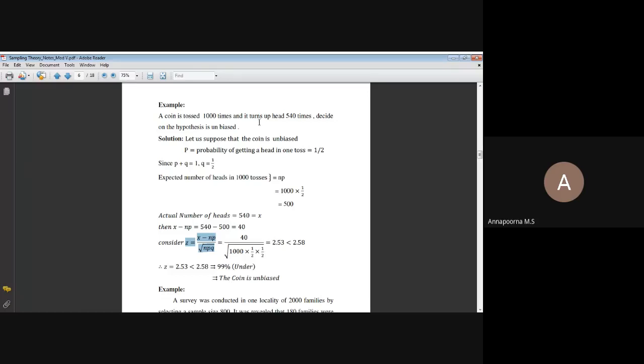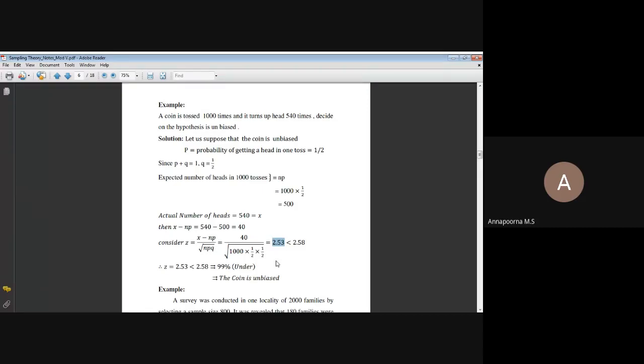But in the problem, the number of heads turned out is 540. You should take this as X. So X is 540 and we have calculated N into P. I also have Q, so you can calculate root of NPQ also. You write this expression: Z equal to X minus NP divided by root of NPQ. So you will get the value of Z as 2.53.